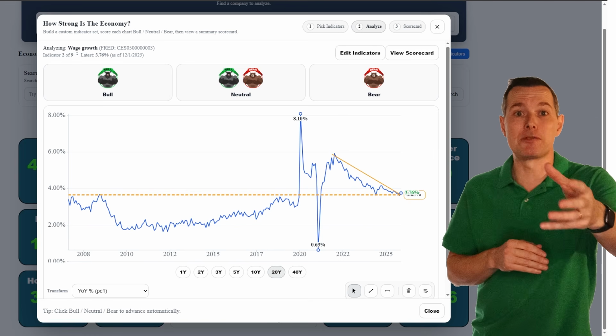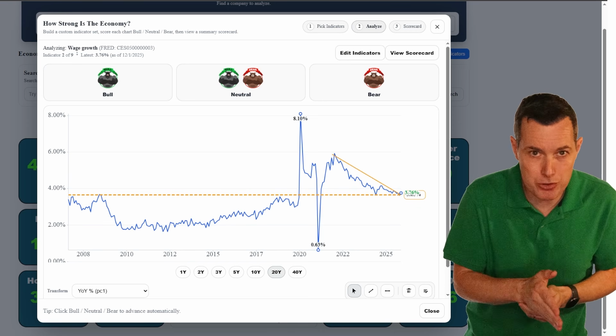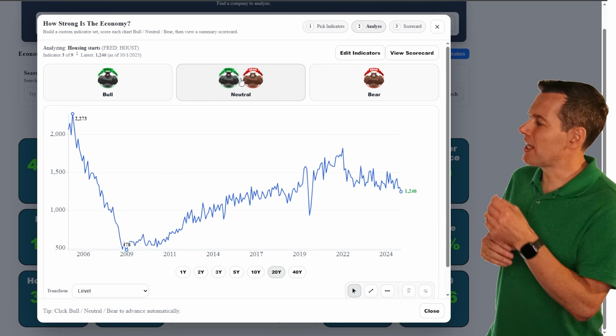The way this works, by the way, is as you click on the different scores, so you click on bull, bear, or neutral, it saves it. And at the end, it's going to show us our scorecard. Okay, so let's lock in our neutral score.